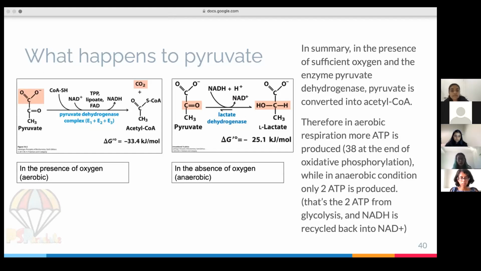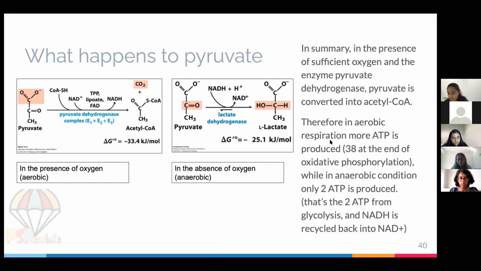But if you don't have enough oxygen, the pyruvate gets converted into lactate. And lactate can't go into the citric acid cycle. So pretty much your energy production just stops there. That's why if you don't have enough oxygen, you can still produce some energy, but that energy is entirely from the previous step, which is glycolysis.